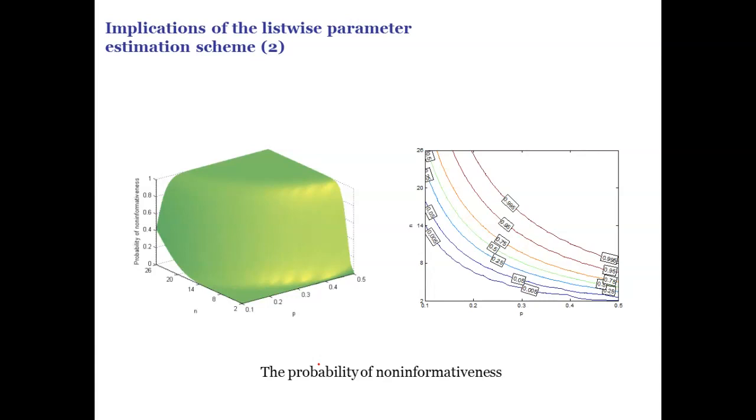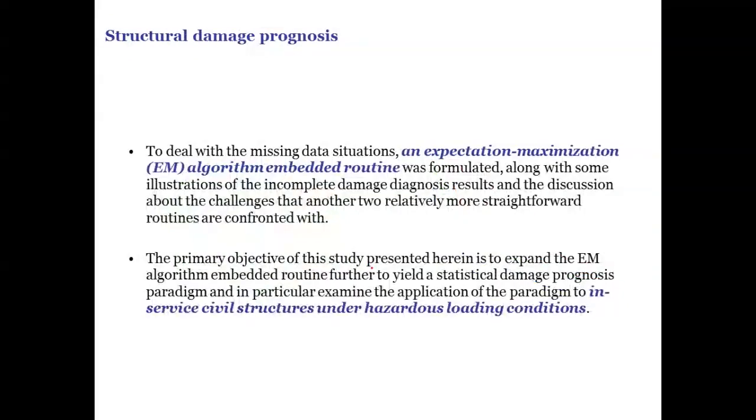And also for the probability of non-informativeness, with the increase in this probability of data missingness event and the increase in the number of critical locations, we can see the increase in the probability of non-informativeness. So if this happens, again, incomplete data create problems for subsequent probability damage prognosis. So we really need an alternative way to do this.